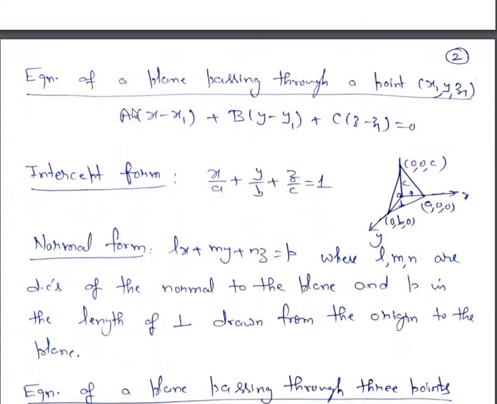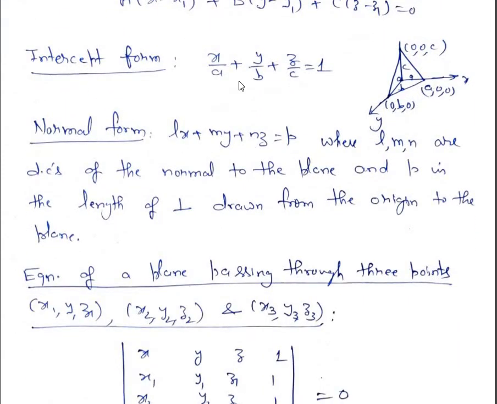Next formula is known as one-point form, which is equation of a plane passing through a point x1, y1, z1. It is given by a into (x minus x1) plus b into (y minus y1) plus c into (z minus z1) is equal to 0. This is equation of the plane which passes through the point x1, y1, z1.